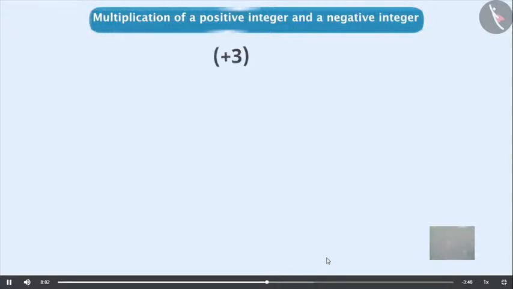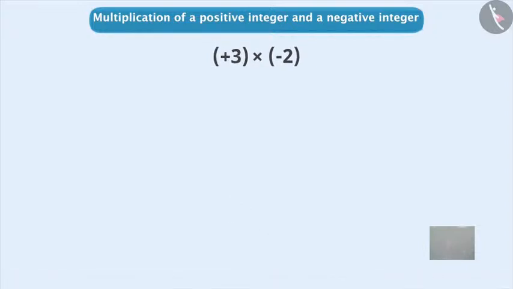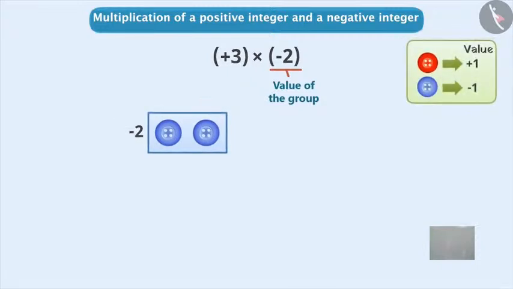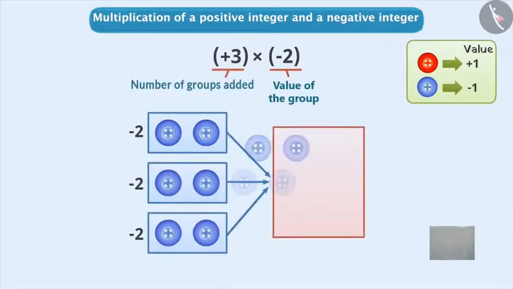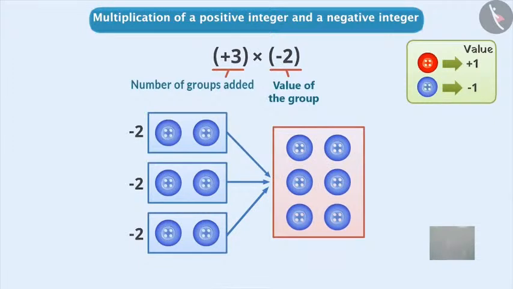And a negative integer. We will understand this by finding the value of plus 3 into minus 2. Here, the second number is minus 2, which represents the value of the group. Therefore, we need to make a group of two blue buttons. Since the first number is plus 3, we need to add 3 such groups. By doing so, we will get 6 blue buttons whose value is minus 6. Thus, plus 3 into minus 2 is equal to minus 6.